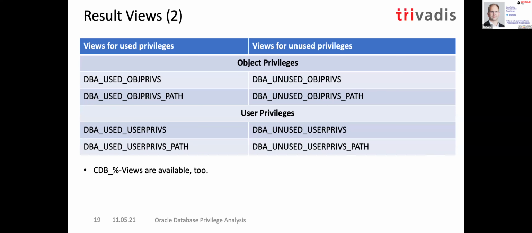There are always two views. One is, for example, DBA_USED_OBJPRIVS, and the second is DBA_USED_OBJPRIVS_PATH. And these path views give you the way a privilege was granted. Think about a role granted to another role granted to a user. And these views will tell you the path how a user has received certain privileges.